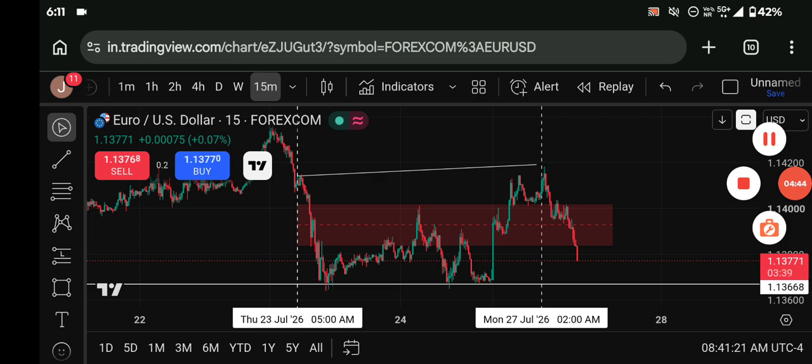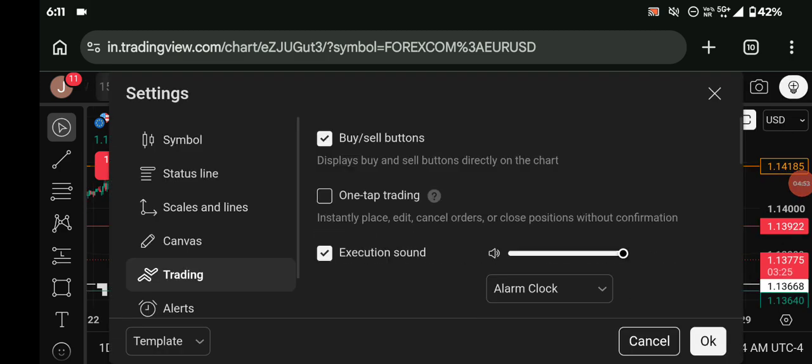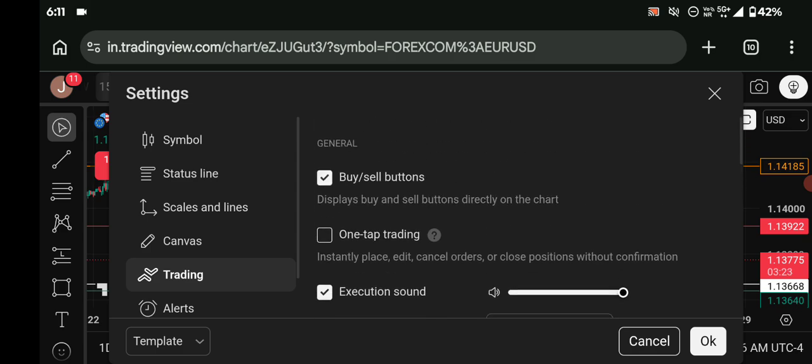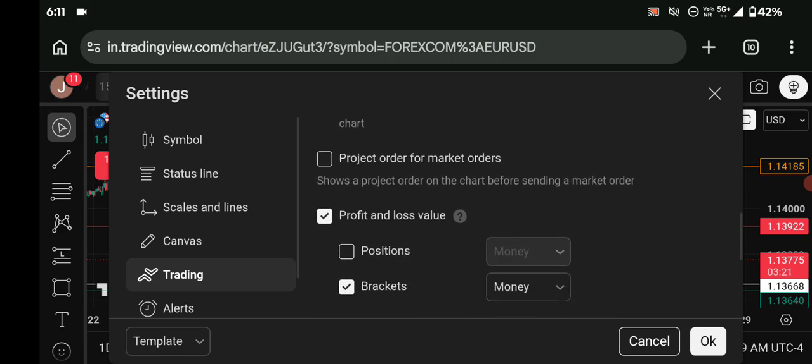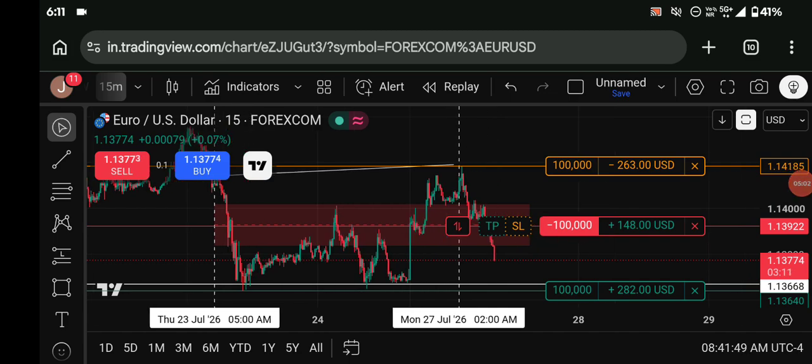Wait a second. So you can see that here this is our trade. I just want to show you the profit and loss value. You can see here $263 SL, $282 drawn liquidity, and $148, $150 we are on profit. So let's see how this trade goes, guys. We will meet after our take profit gets hit. Thank you.